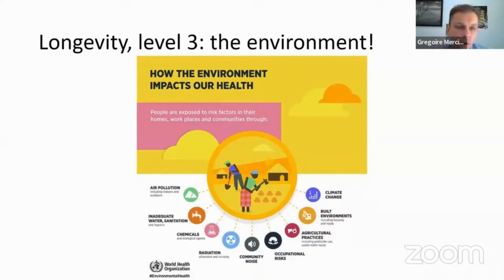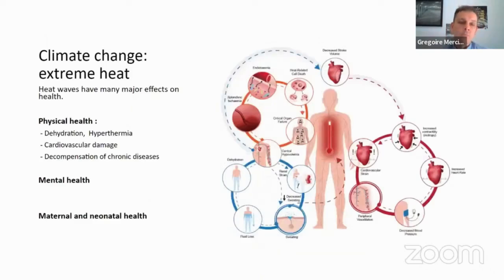And so, of course, air pollution, but also water, chemicals, radiation, noise, occupational and agricultural practices, built environment, including housing, and also climate change. And so I'm not going to cover all of them. I have selected 3 specific examples of environmental risks on purpose. And let's now dig deeper into the first one, which is climate change.